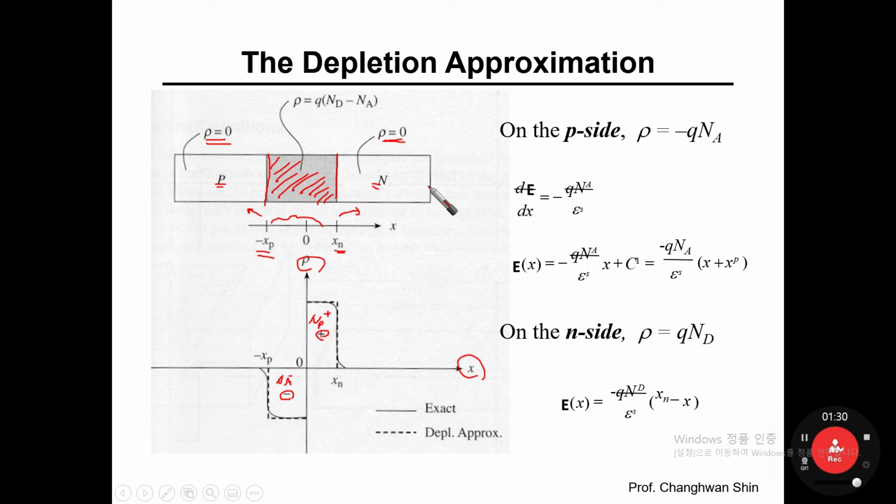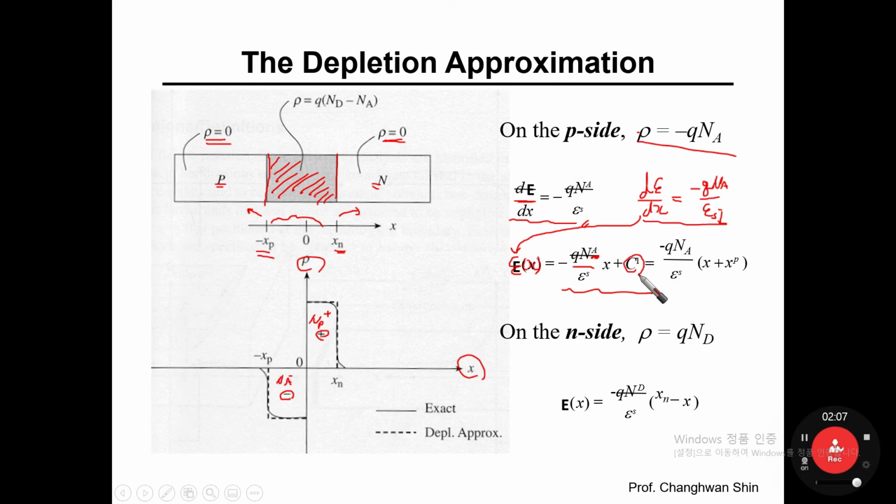So with the Poisson's equation, we can write down this equation, I guess. This bar should be here. So the electric field dx is the electric constant of silicon and the charge density on the p side. So on the p side, charge density is minus q times n sub a. So by solving this first order differentiation, the electric field intensity as a function of x can be written like that, as we have done.